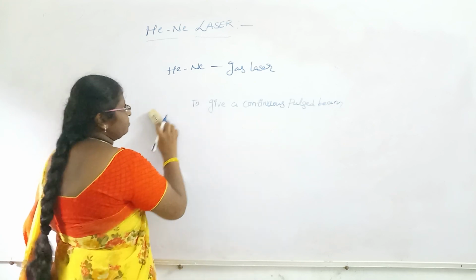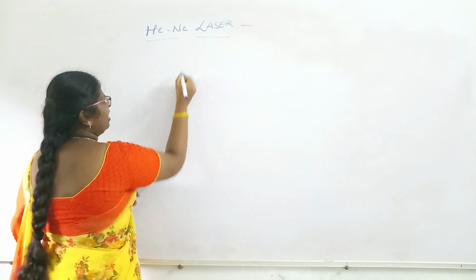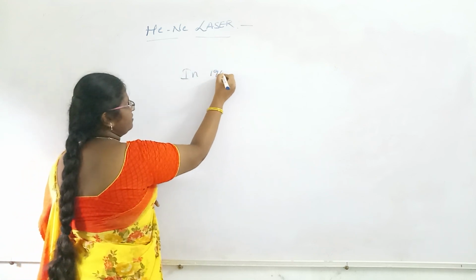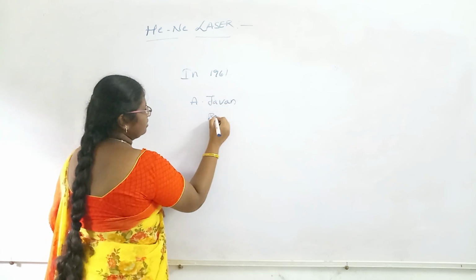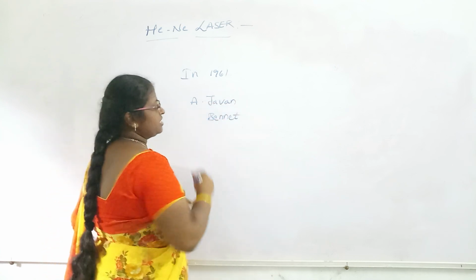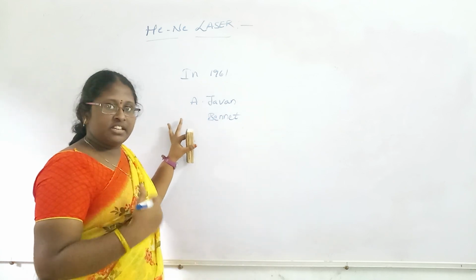The helium neon laser was developed in 1961 by A. Javan and Bennett. These two scientists worked together, and the helium neon laser was developed.